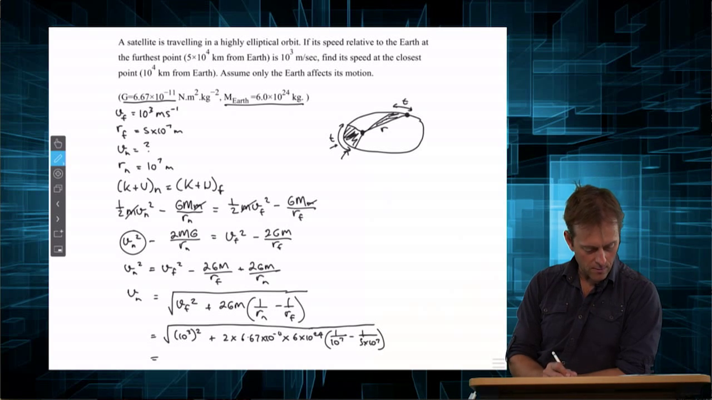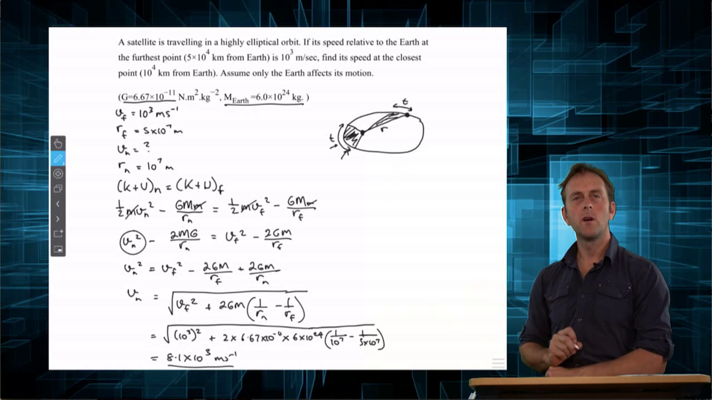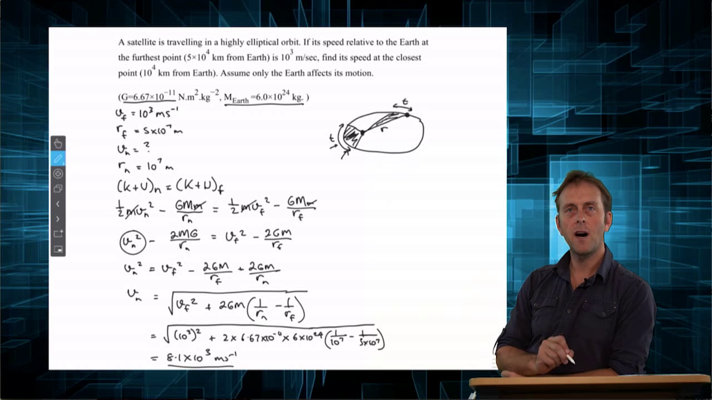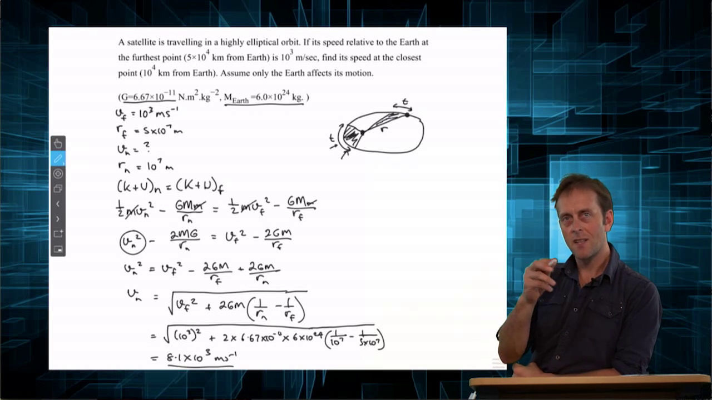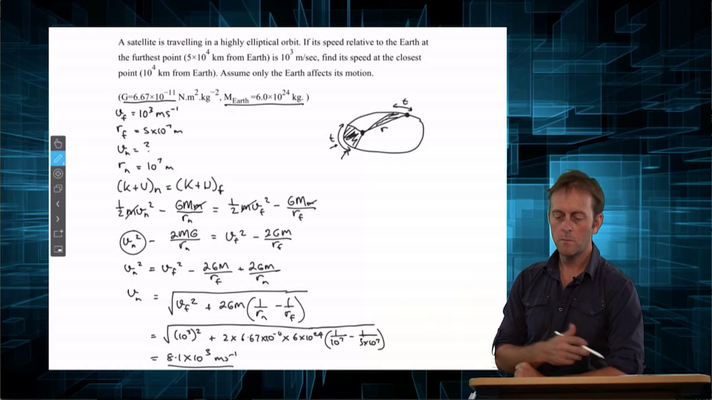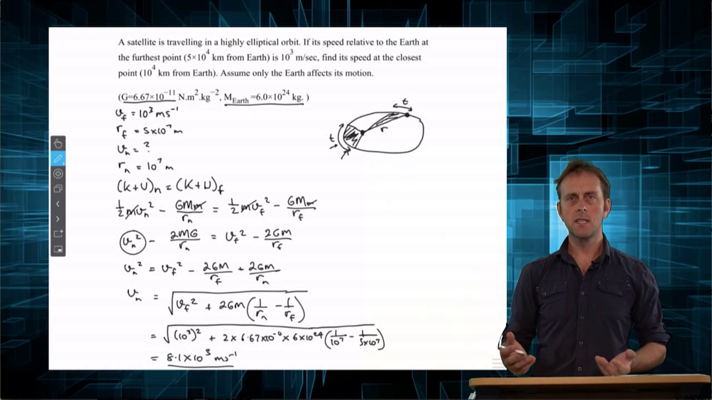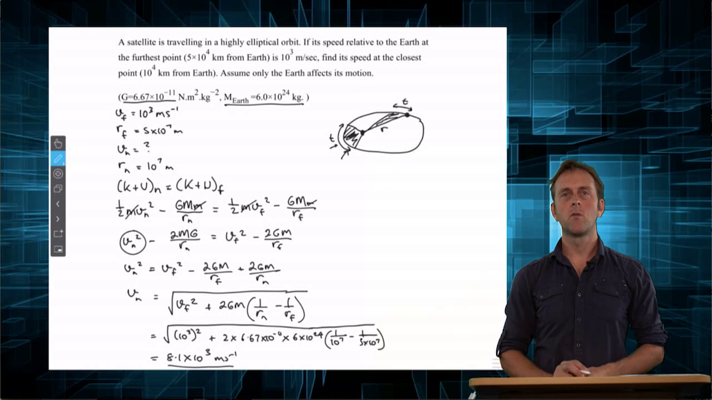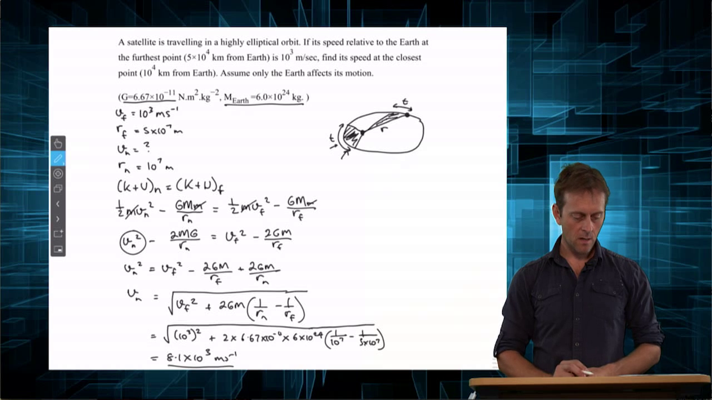And I get a value there of 8.1 by 10 to the 3 meters per second. So our answer works out if we consider Kepler's laws, which say that at the near point we should be going faster because we're traversing a larger distance in the same time because of this equal area argument. So that answer makes sense. And we're told in the problem that this is a highly elliptical orbit, so we should be going quite quickly at that point. Excellent.